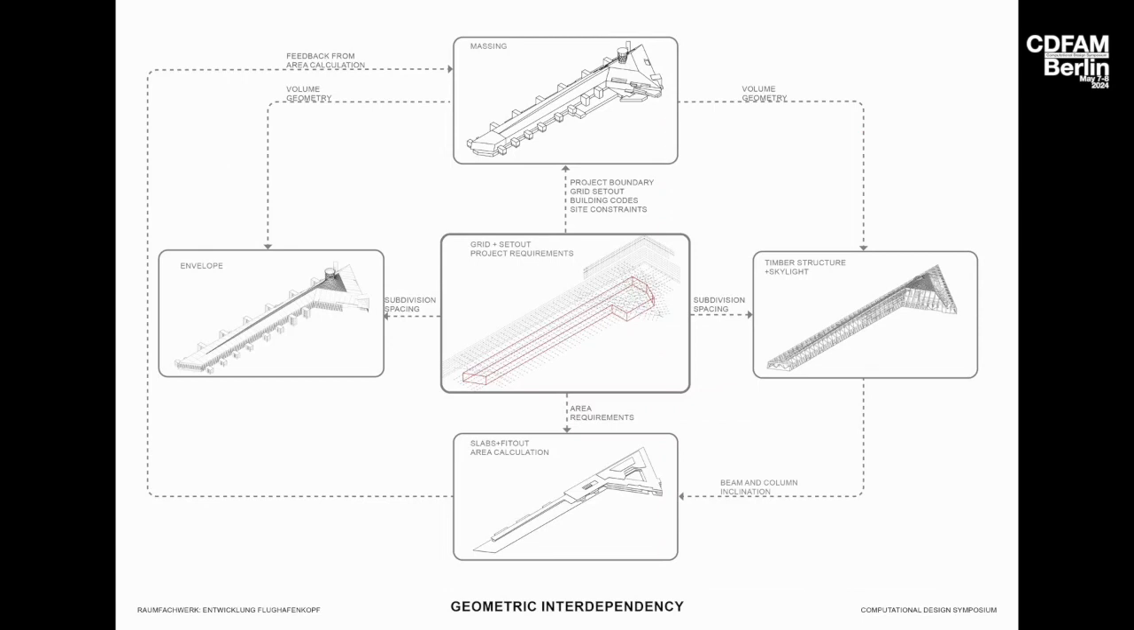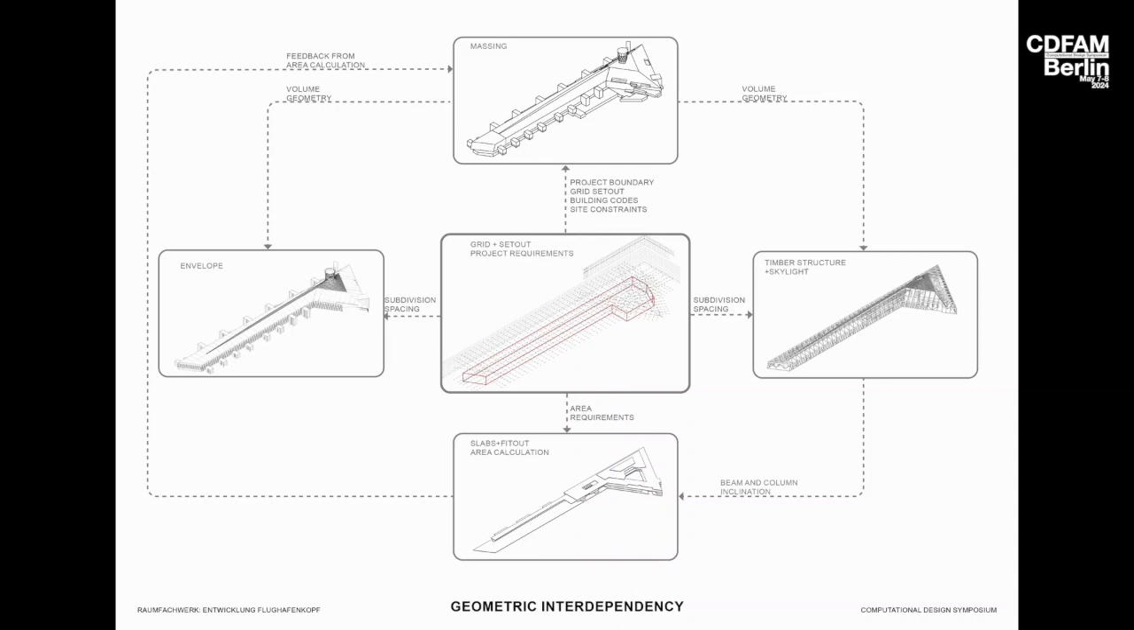As I mentioned previously, there is a geometric interdependency between different building elements. So we started with the grid and the setting out and the building code and the site constraints. Out of these factors, we developed the massing and the volume, which was done and controlled and consolidated by using a script. Then this volume is actually defining the envelope. It is defining not just the overall envelope, but together with the grid, it's actually defining the setting out of the glass facade or PV facade, so different facade types we have.